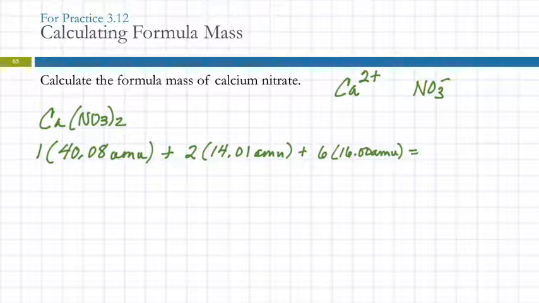So then you just get out your calculator. 40.08 plus 2 times 14.01 plus, not 3, 6 times 16. 164.1 AMU is what my calculator is showing me.